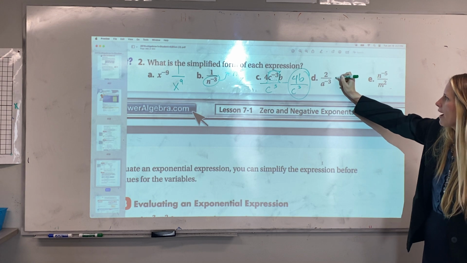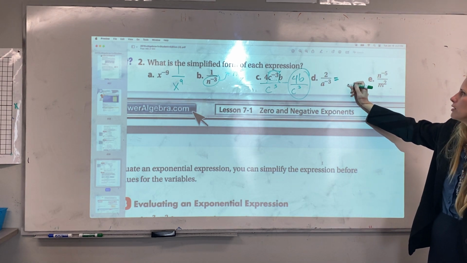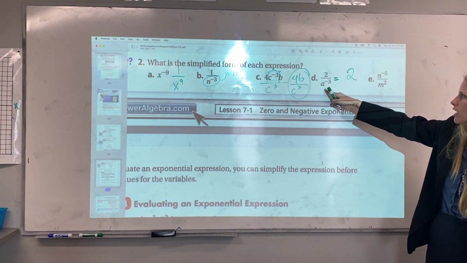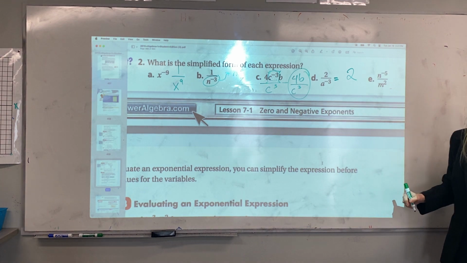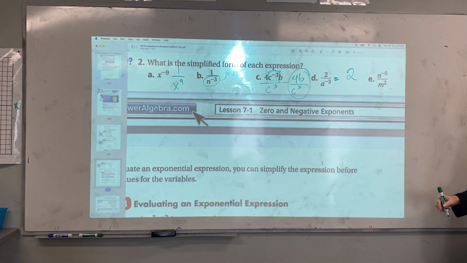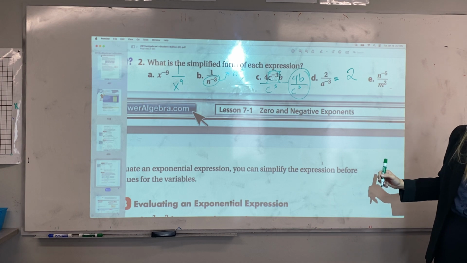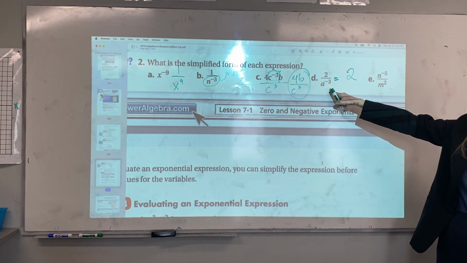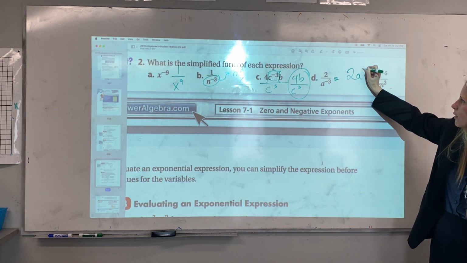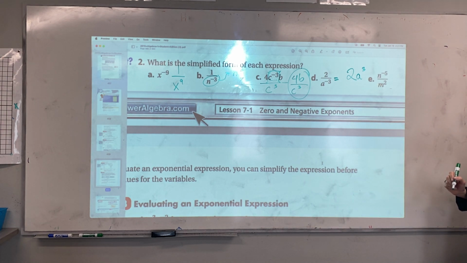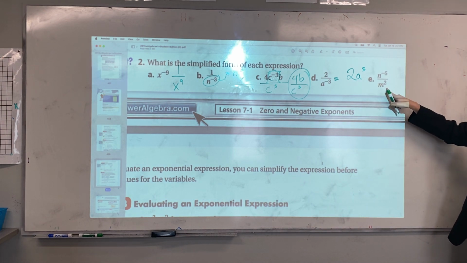Over here, what do we have? Is the 2 doing anything wrong? No, so it stays in the numerator. What about the denominator? What's going on here? It's negative. So where does it go? The basement. No, it already is in the basement. Oh, it goes to the upstairs. Yep, so I'll get 2a cubed, and then what about this one?